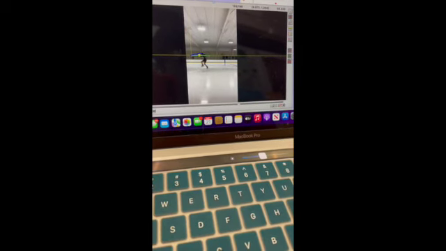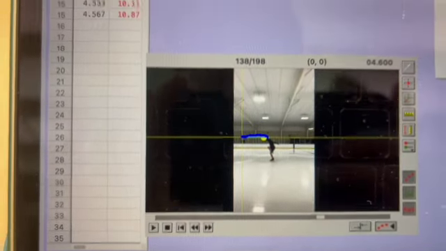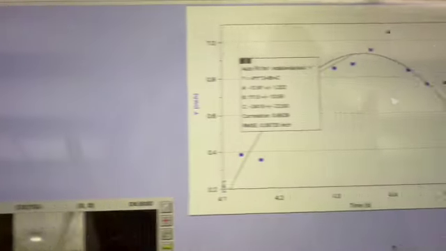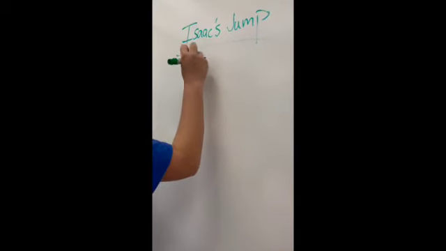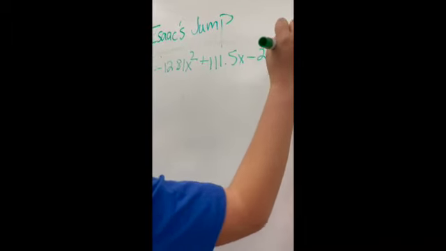To find the graph of Isaac's jump, we followed the same procedure as we did for mine. We measured the height of his jump from the position of his head in each frame. Those points were then graphed on Logger Pro, as we can see. Then we used the curve fit tool to find the equations of the tangent lines at those points. After that, we found the derivatives of the equations and put them into the arc length formula.